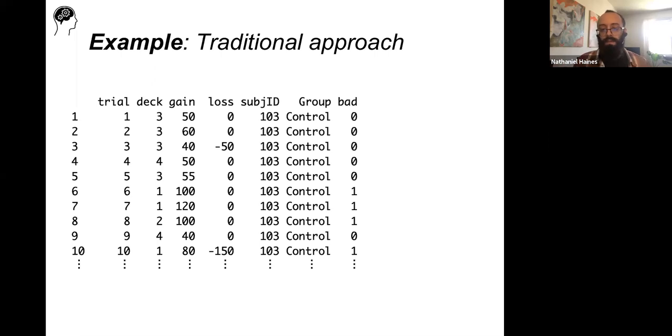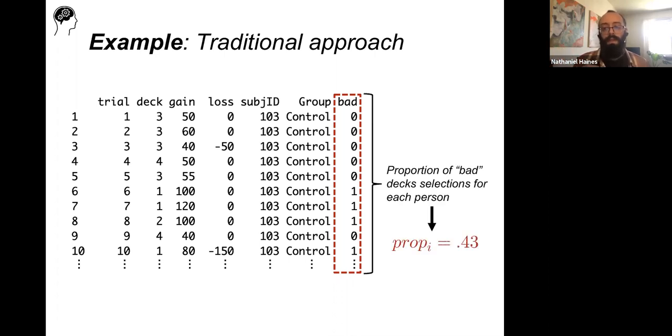Right, so it's a 0 if they selected a good deck and a 1 if they selected the bad deck. And we're interested in this column. Normally, how we might analyze this is to compute the proportion of these that are 1 for each person. Maybe for this one participant it's 0.43, so on 43 of the 100 trials they selected the bad deck.